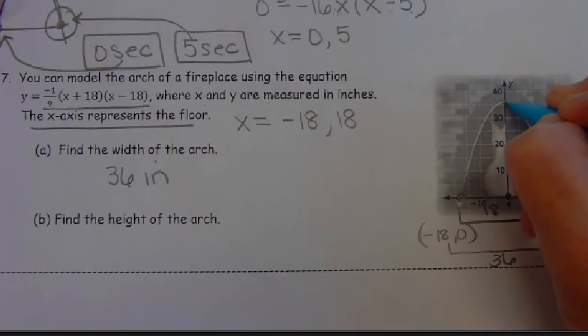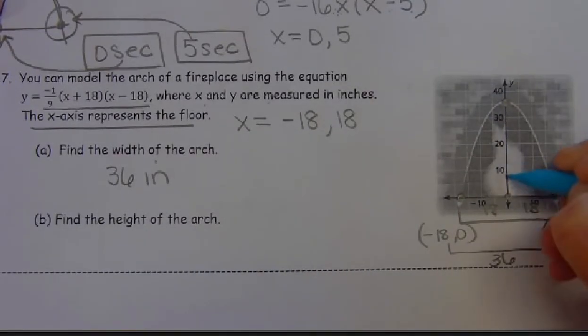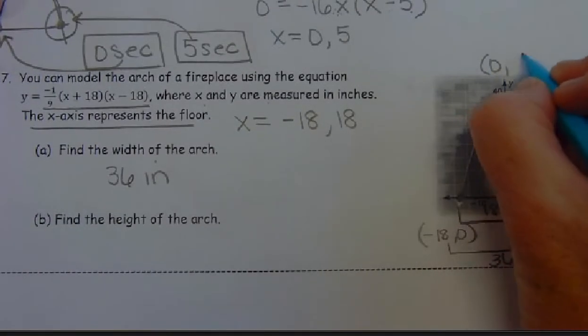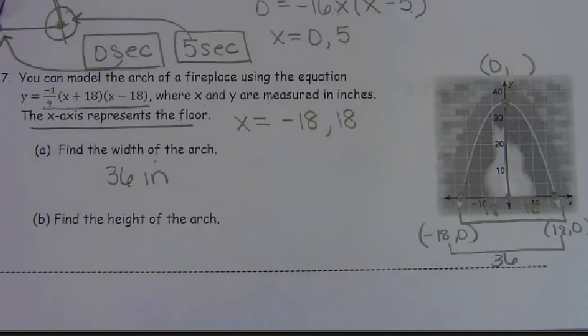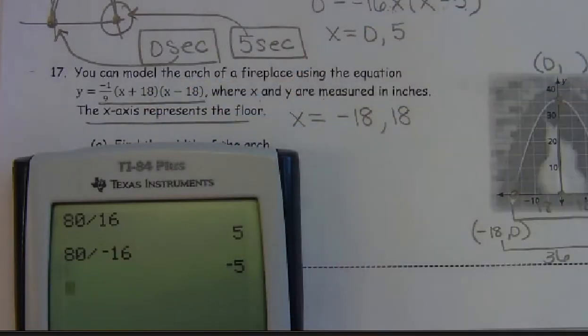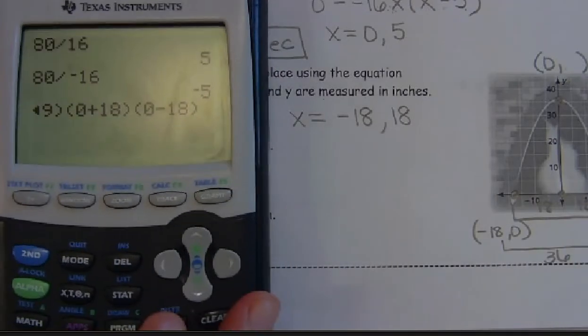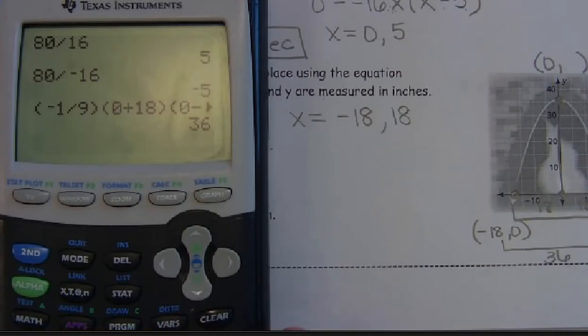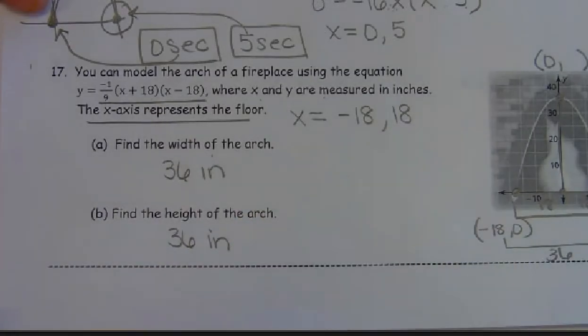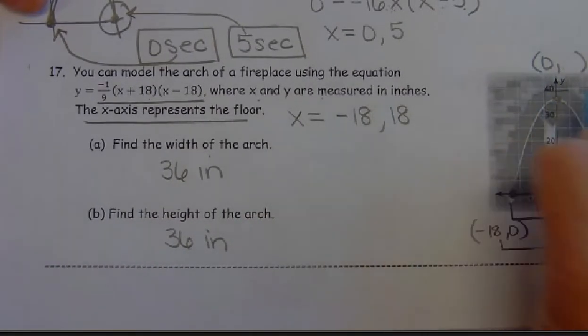Now the height occurs right up here. The height is at this nice peak, and if you notice, that falls right on my y-axis. So that height is going to be 0, something. The way I get this something is I plug in 0 into my equation for x. So I have negative 1/9, and then I'm going to go 0 plus 18, and then 0 minus 18. And when I punch that out, my height is going to be 36, which is actually the same as my width right now. And you can also double check to see if that occurs right around 36.